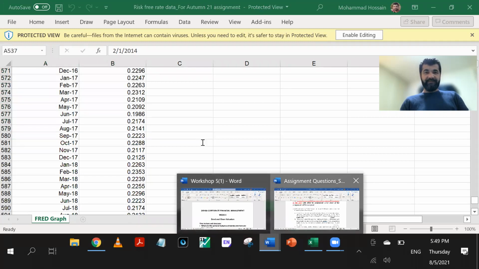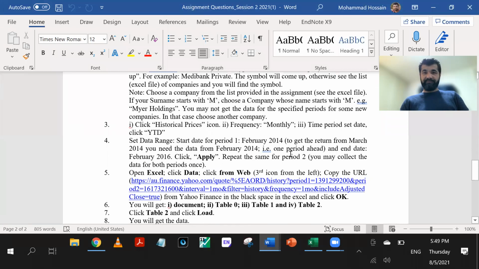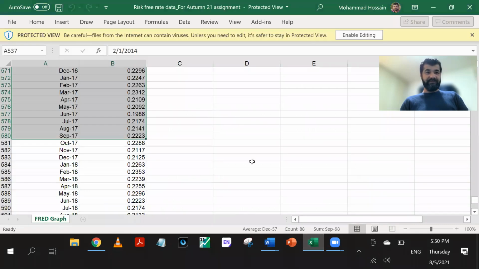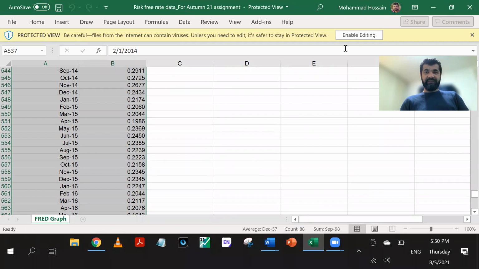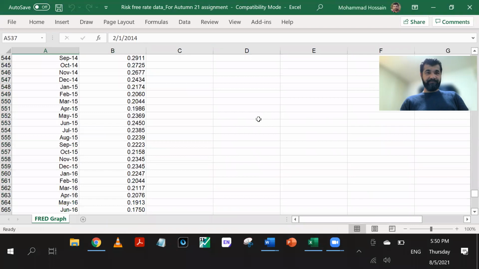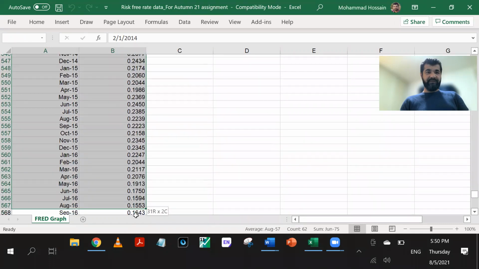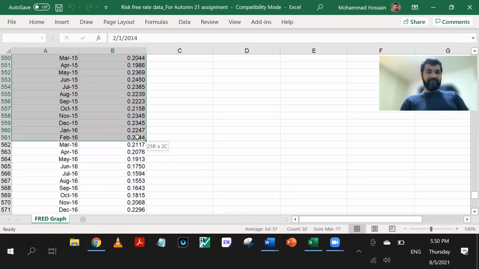So if you go in here, start the date range, select February 2014, till February 2016. All right, so it's not that much. There we go. So this is the data.